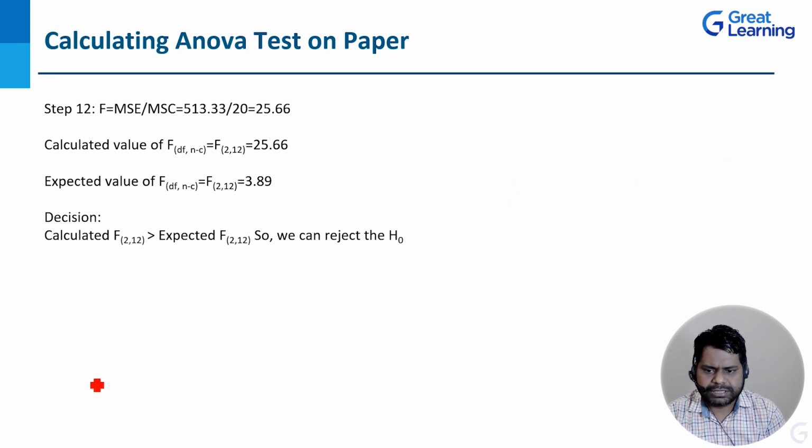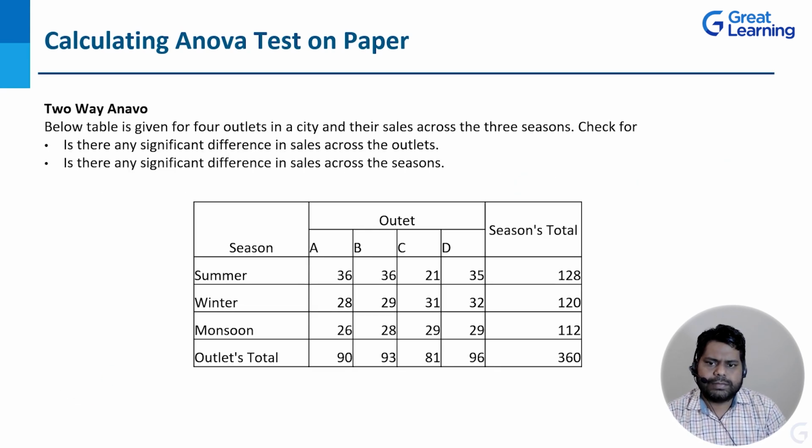Now let's move on to our next example. Here we are taking an example of a two-way ANOVA test. Let us consider that in a town there are 4 pizza outlets, and there are seasons: summer, winter, and monsoon. The profit which the company earns across the 4 outlets is as follows.